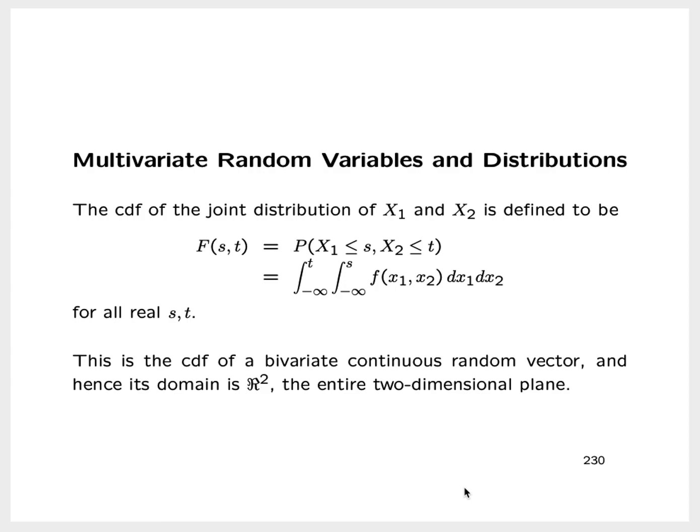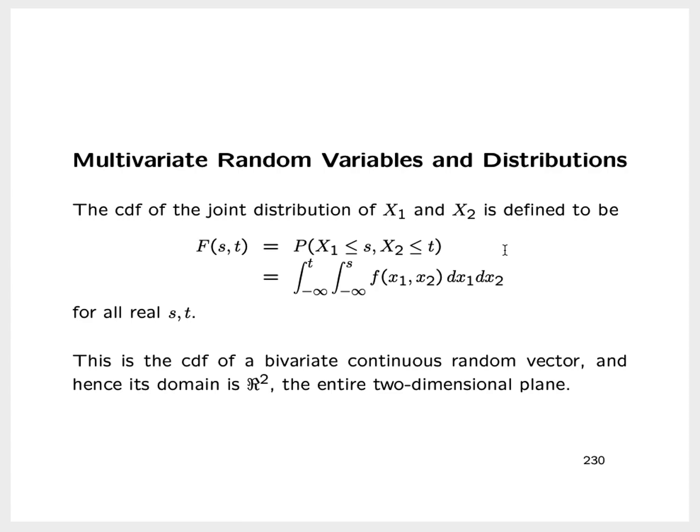Now the CDF of the joint distribution of x1 and x2 is defined in the same way that it is for the case when x1 and x2 are discrete random variables, in the sense that the CDF evaluated at a point (s, t) is defined to be the probability that x1 takes on a value less than or equal to s, which is the first argument, and x2 takes on a value less than or equal to t, the second argument.